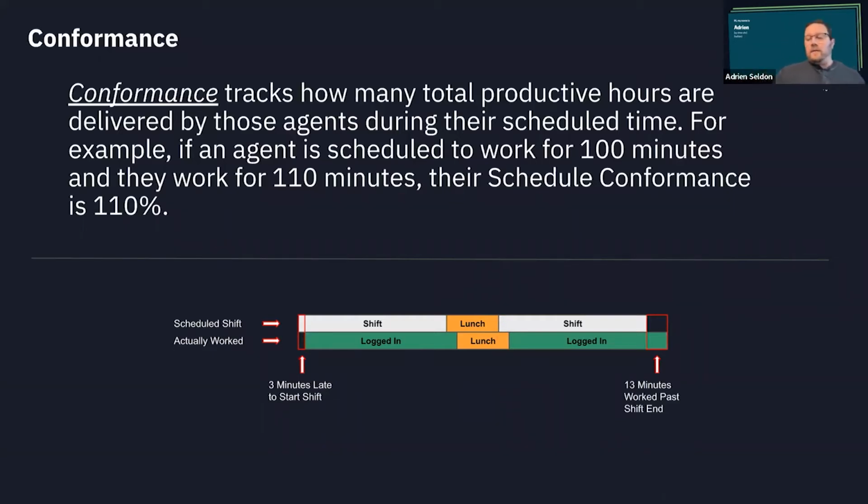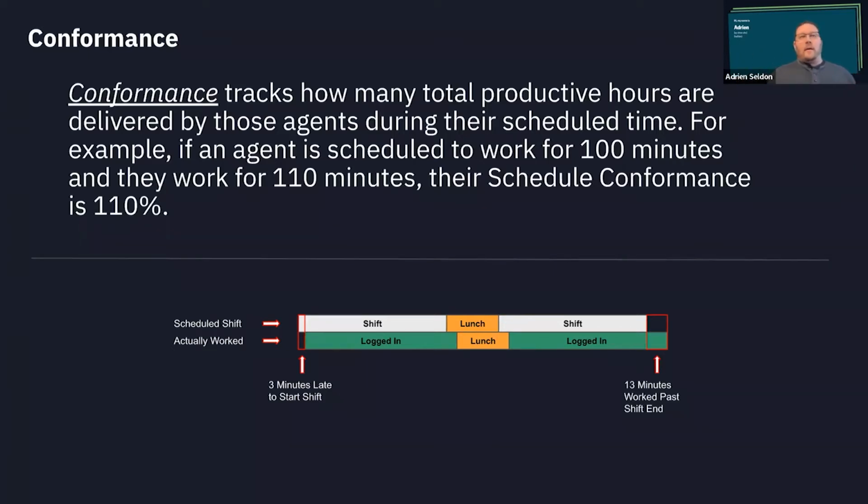This is conformance, another very important metric. They are both very useful, but sometimes they do get confused for each other. So let's just outline what this is to help better inform you on what adherence is. And conformance itself just tracks how many total productive hours are delivered by the agents during their scheduled time.